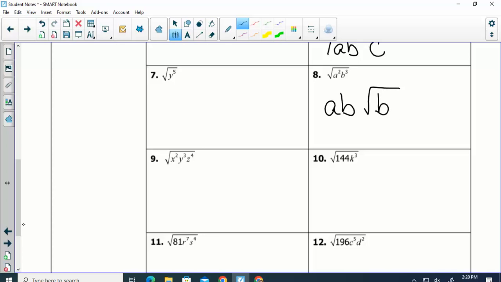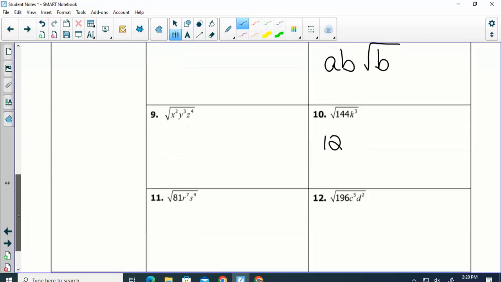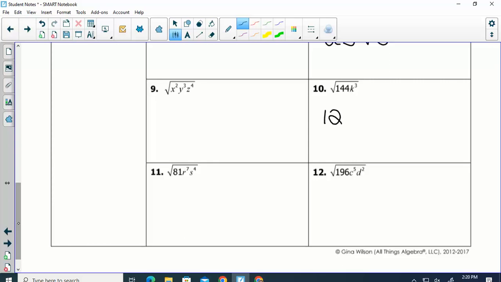So, what is the square root of 144? If I have 3 k's, square root of k cubed, we can make 1 pair. So do I write it as a k squared when it comes out? No, it's just a k, and there's 1 left over. All right, do you guys understand why this is not a k squared out here?